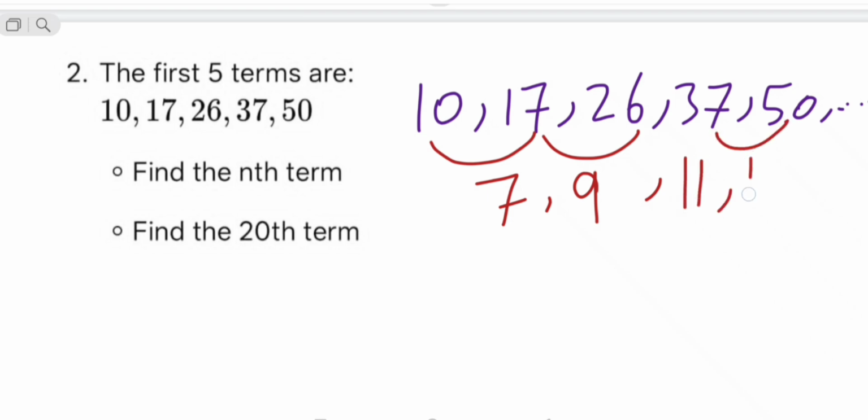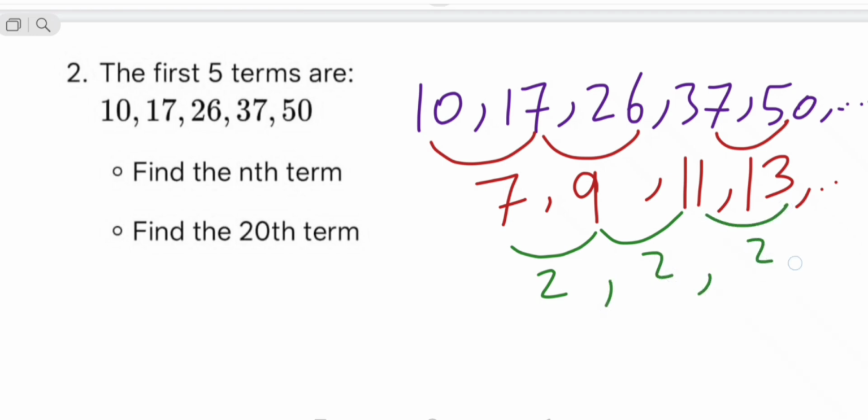37 to 50, which is equal 13. This is the second difference, which is not the same. So let's see. Now we will find this first difference, which is not the same. So now we will find the second difference, which is 2. It is the same as the first question.